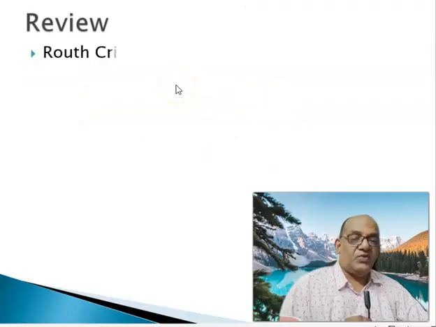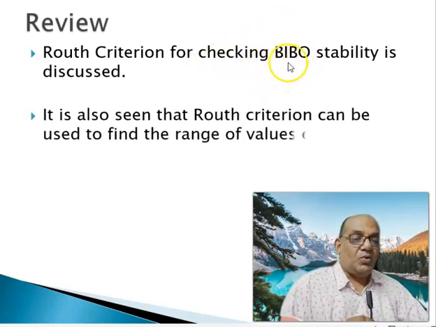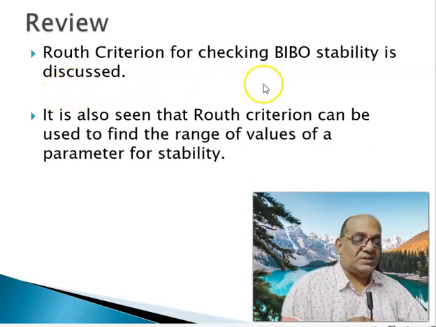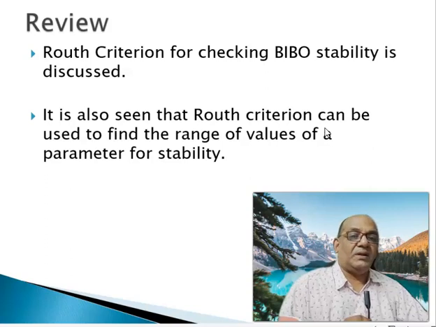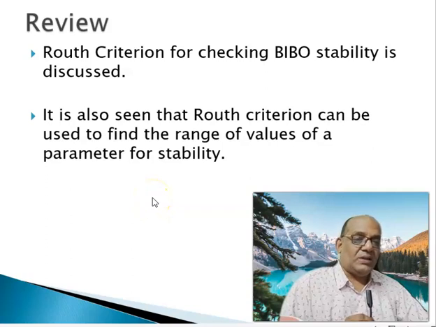Over the past few videos we have been looking at time domain analysis and in particular BIBO stability of control systems, that is bounded input, bounded output stability. We have seen that Routh criterion can be used to check the BIBO stability of a system. We have also seen that Routh criterion can be used to find the range of values of a particular parameter to ensure stability. We'll continue along these lines and move into the root locus method.